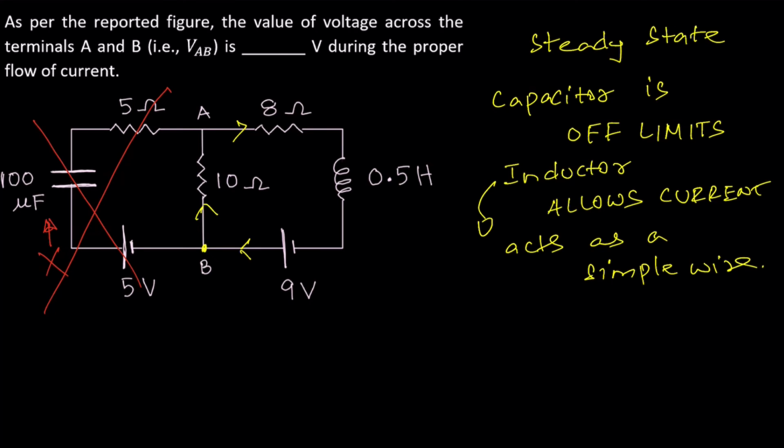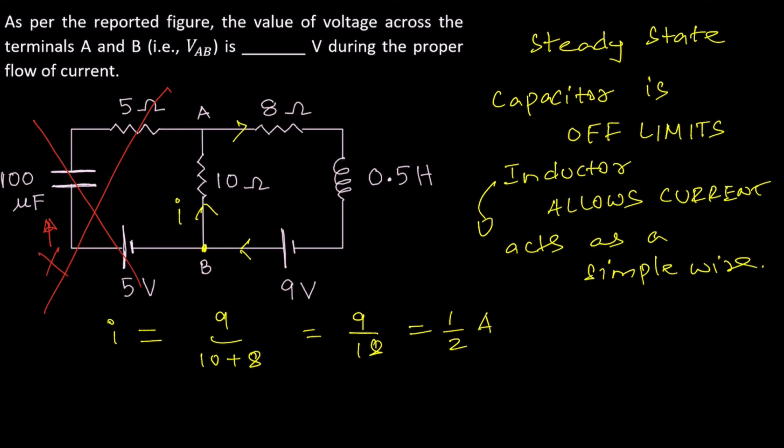Now we need to get the current flowing through the 10 ohm resistor in order to get the potential difference. That would be simply the effective EMF provided by this 9 volt battery, 9, divided by the total resistance. 10 and 8 are in series, so 10 plus 8 is 18. So 9 by 18, that's 1 by 2 amperes.